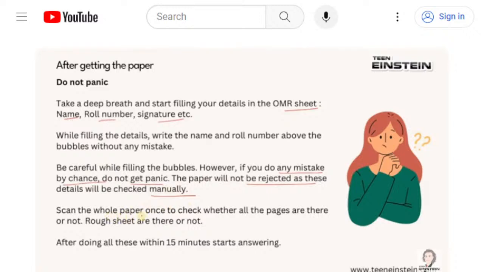Thereafter you have to scan the whole question paper to check whether all the pages are available, and whether rough sheets are attached to your paper or not. If the question paper is somehow faulty, you have to inform the invigilator. After filling your details, within 15 minutes start answering the question paper.